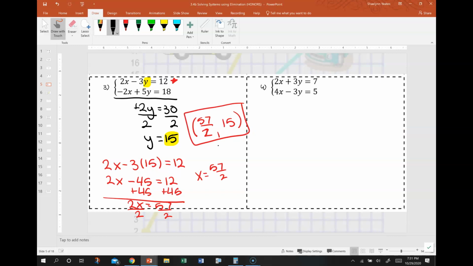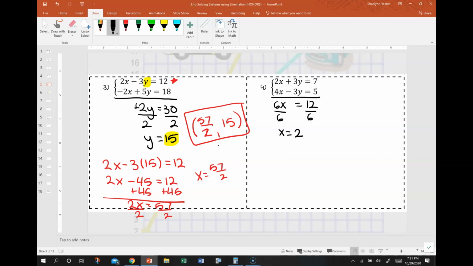So let's try this next one. So right here, same thing. We're just going to add. So we've got 2x plus 4x, and that's 6x. 3y minus 3y, well, that goes to 0. So that I don't need to worry about anymore. Then I've got 7 plus 5 is 12. So from here, if I divide both sides by 6, I get x equals 2.